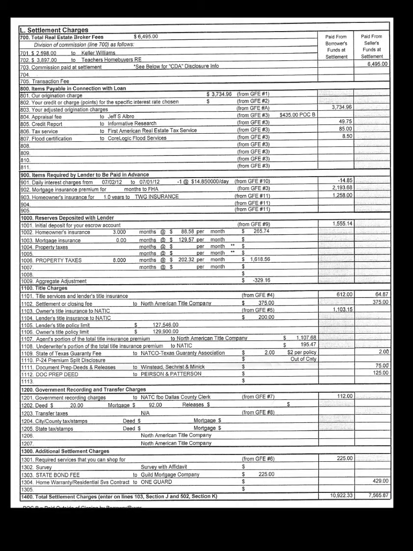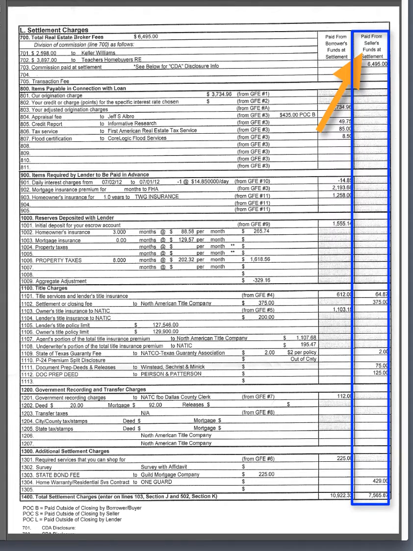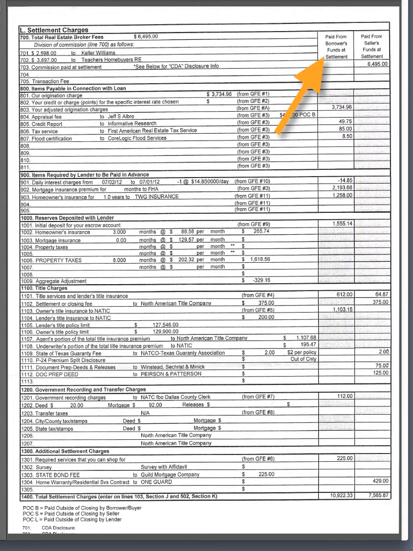Now we're going to look at closing costs in your settlement statement, which is the accounting that you get when you are closing your house and ready to move in at the very end of your purchase. You'll notice that closing costs are referred to here as settlement charges. The realtor's commissions were $6,495. Those are paid by the seller, not by the buyer.